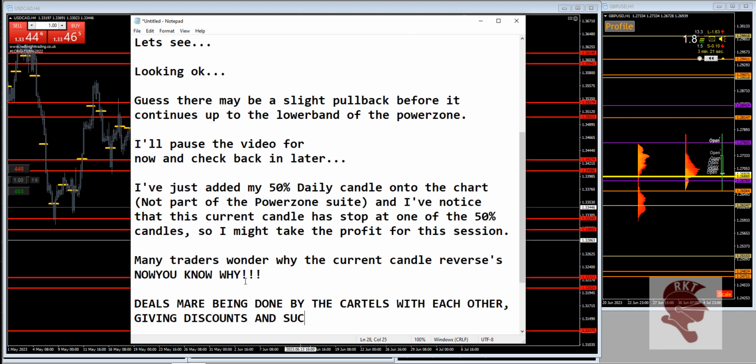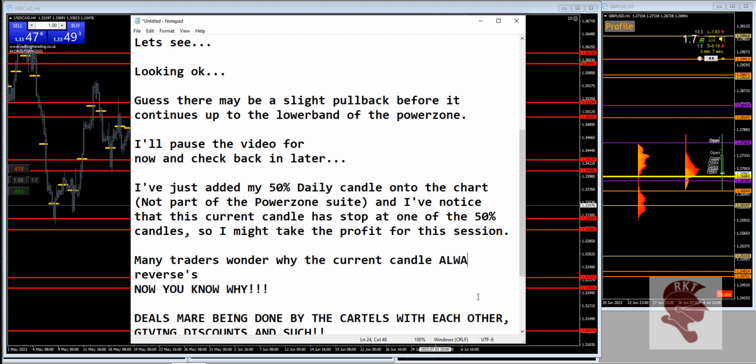I've got a good indication as well, depending on what time of the day it is, whether the risk might be worth it to still stay in or get out. I'm based in the UK, and I could see that we were getting very close to the London close session, where the liquidity drops off a bit. So that's why I decided to close the trade and still walk away with a profit.